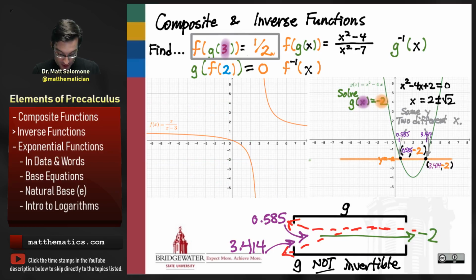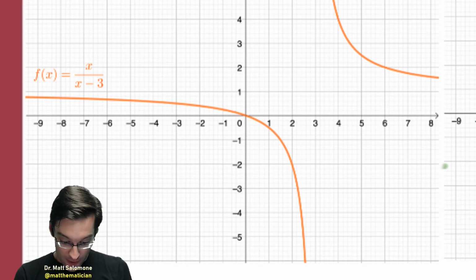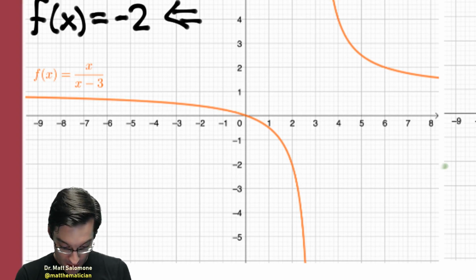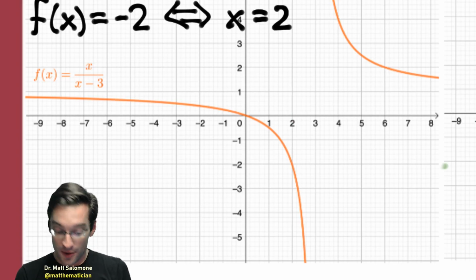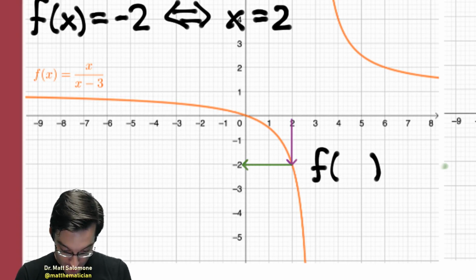Before we look at the general algebraic example, I'm going to invite another guest lecturer back to the table here. So we found out that on this graph that f of x is equal to -2 was synonymous with x equals +2, right? When x was equal to +2, f of x was -2. Or another way to say this, right, is that f of 2 equals -2.